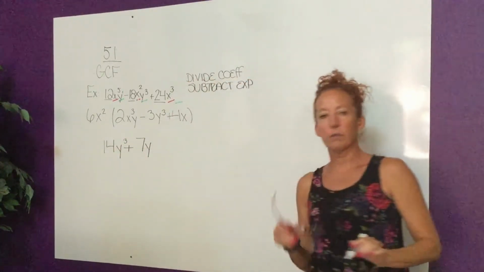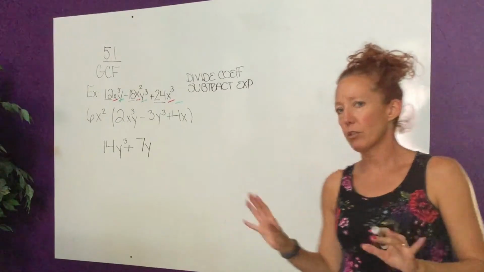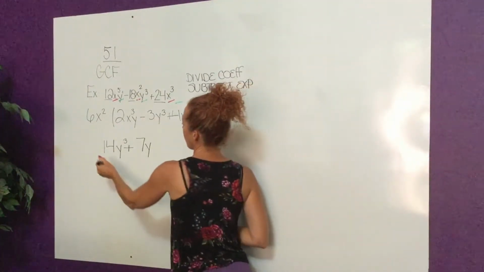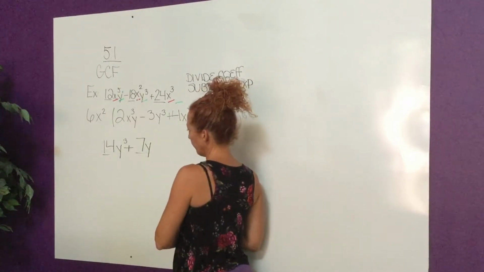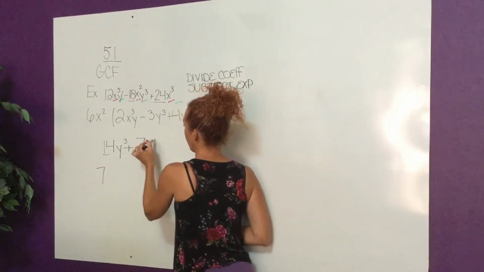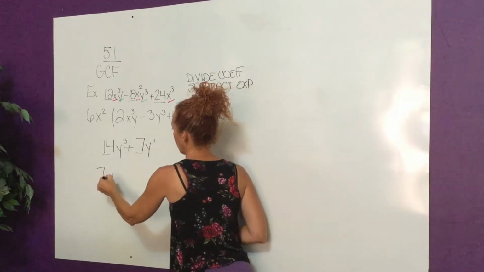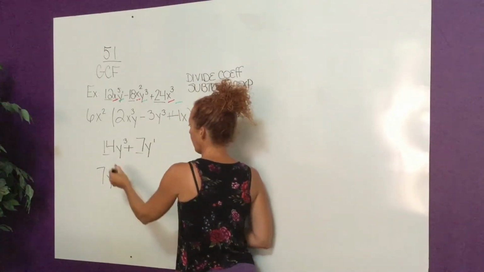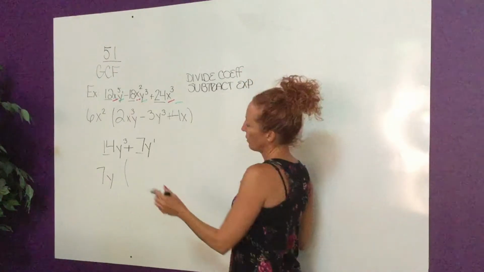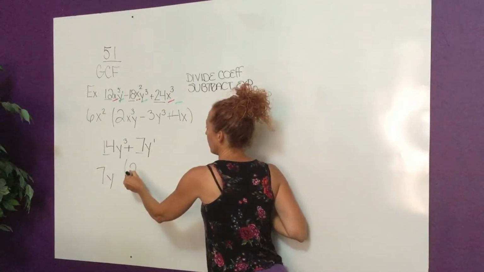So let's practice one like this. It's a little bit shorter, may or may not be easier for you. Between 14 and 7, you can take out a 7. Between y to the third and y to the first, we can bring out a y. Now we're going to divide and subtract. So 7 goes into 14 twice.